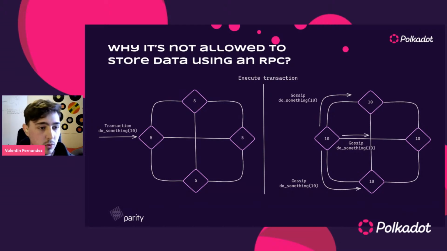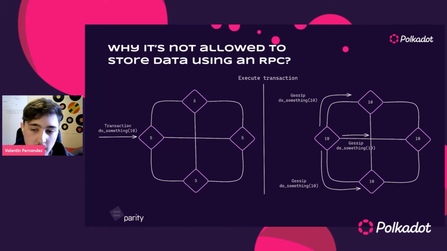First of all, to remember, let's go back to how a transaction works. We send a transaction to a node. In this case, do something to store a value 10. Currently, the state is 5, and what it will do is it's going to gossip this transaction to all the nodes, avoiding extra complexities, like it needs to be validated, included in the block.